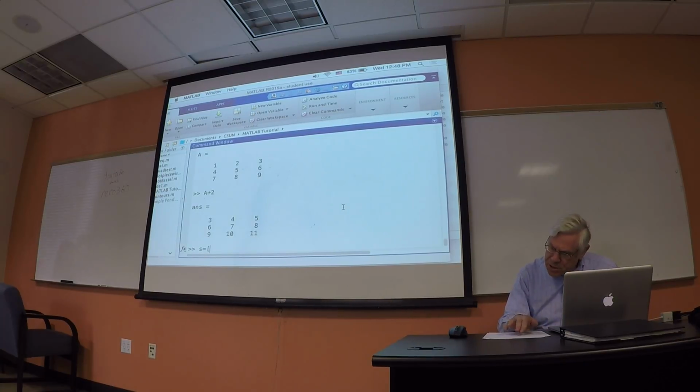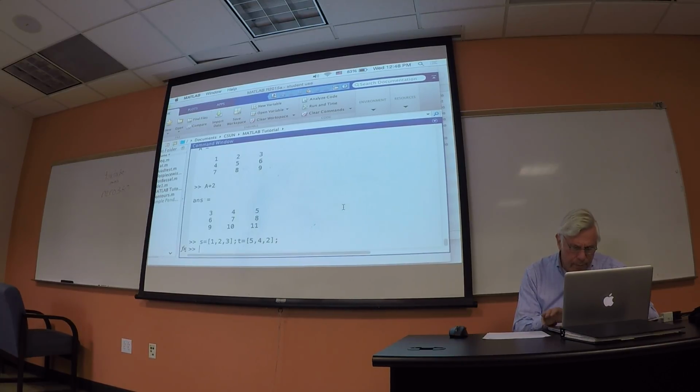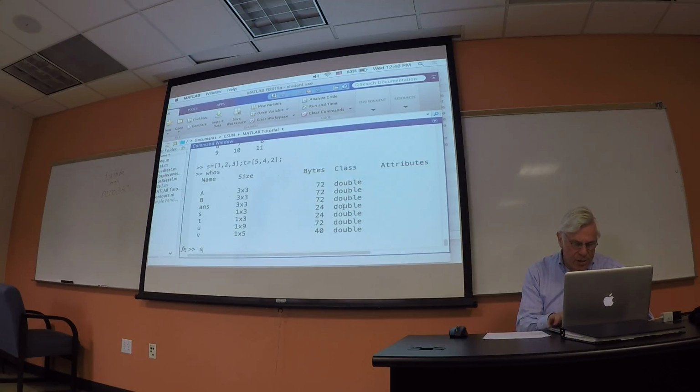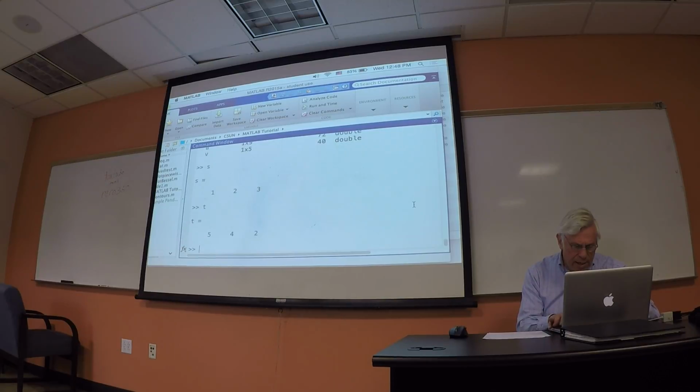S is 1, 2, 3. So S is the row vector 1, 2, 3. And T, I'm not going to print them out, is 5, 4, 2. So S and T are in memory, even though you don't see them. There's S and there's T. S is 1, 2, 3, and T is 5, 4, 2.